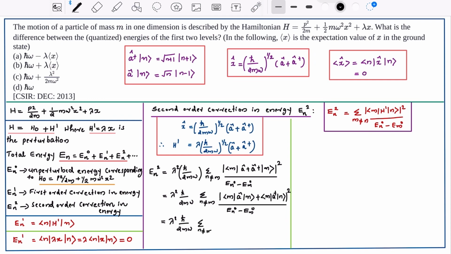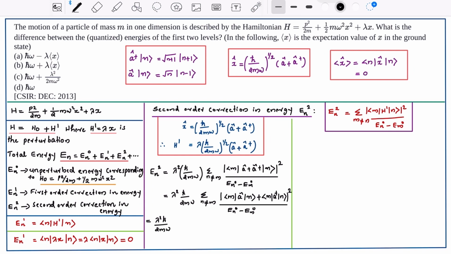Therefore, En2 is equal to lambda square h cross by 2m omega, sum over m not equal to n, within bracket modulus you will get root n m n minus 1 plus root n plus 1 m n plus 1, then the modulus square divided by En0 minus Em0.